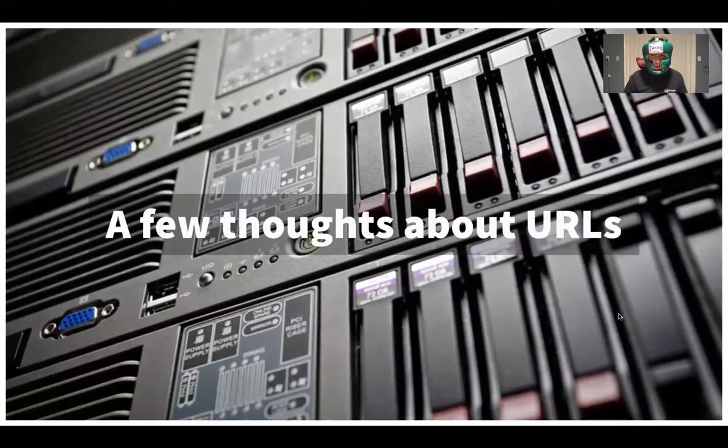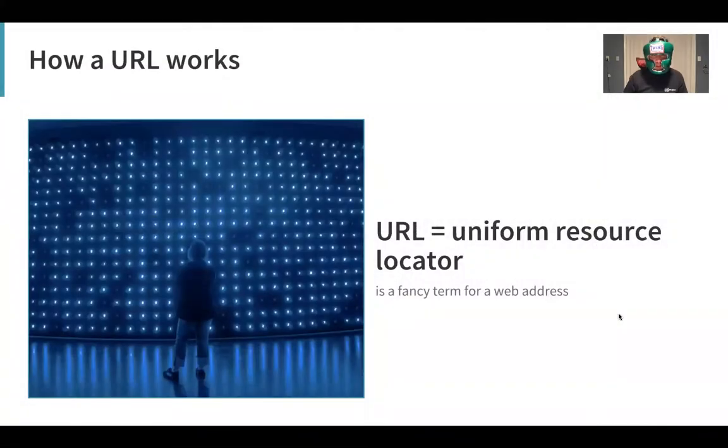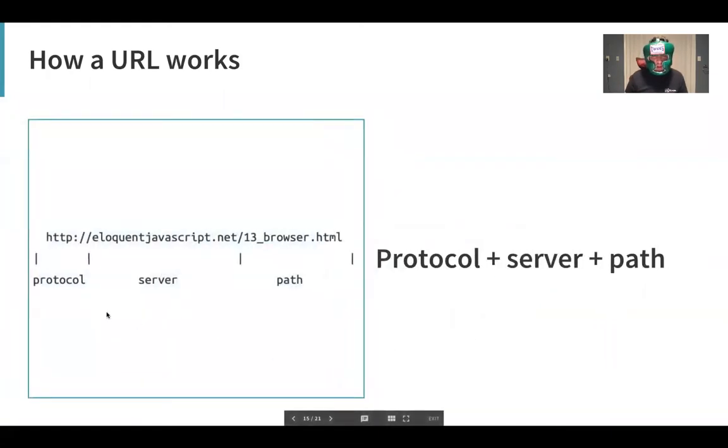So a few thoughts about URLs. URL stands for Uniform Resource Locator, which is a fancy term for a web address. So a URL is based on three parts. One is the protocol, one's the server, and one's the path. So you already know what protocols are. Here is HTTP, Hypertext Transfer Protocol. The server is the part that comes after the two slashes. And then .net here is the end of the server. And then the rest of it is the path. This is the path to the file.